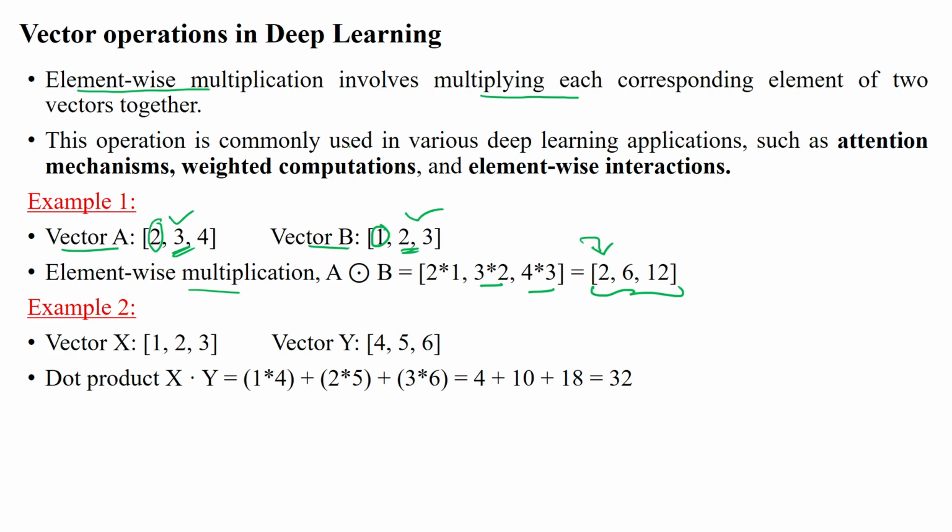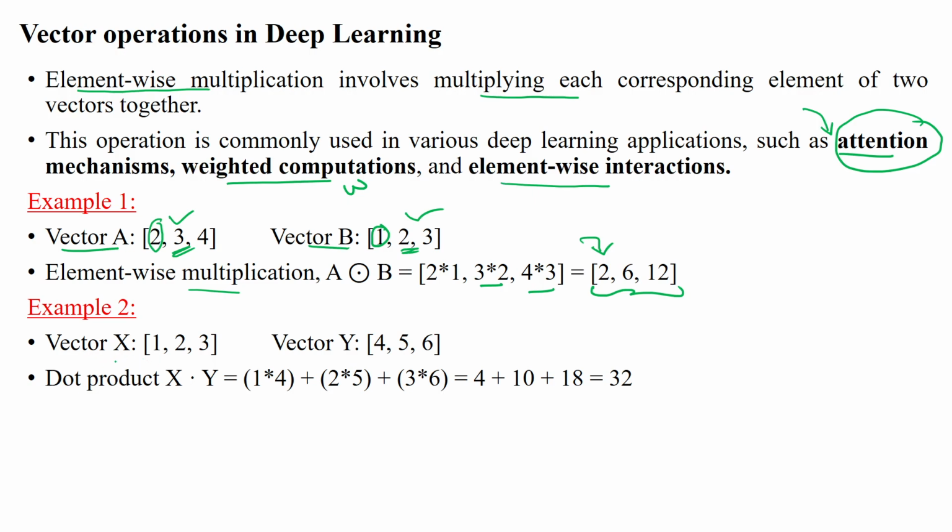This operation is mainly used in the attention mechanism, weighted computations and element wise interactions. Here the weight parameters and attention, that is, focusing on some particular region in the image, use intensity values. There also we use vectors for representing the intensity values.